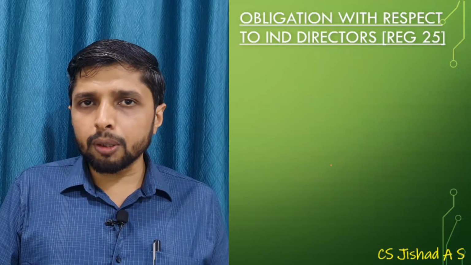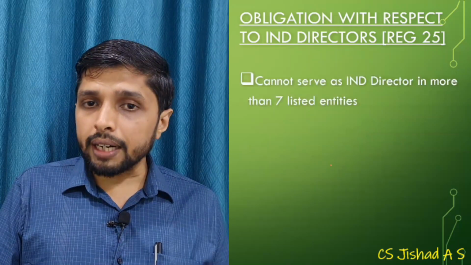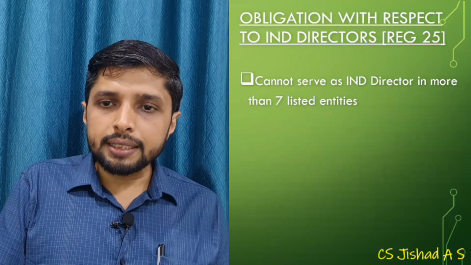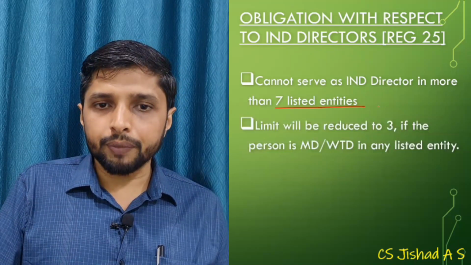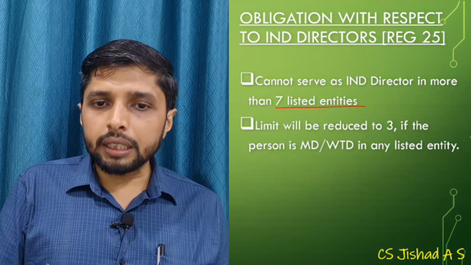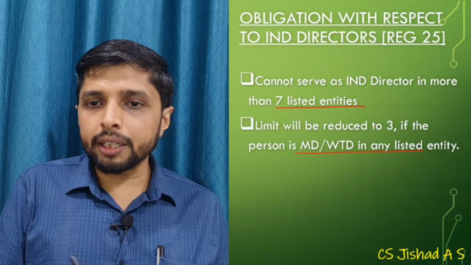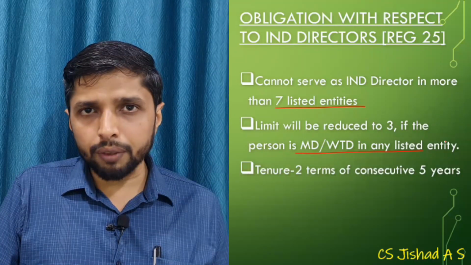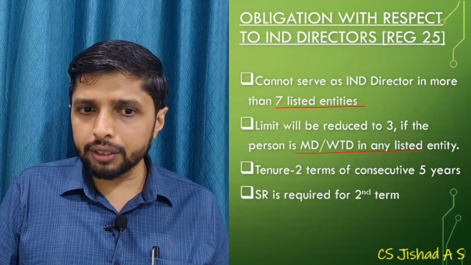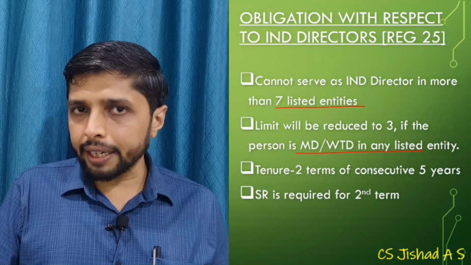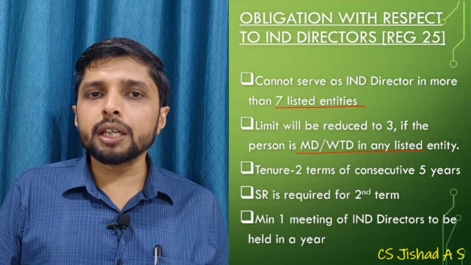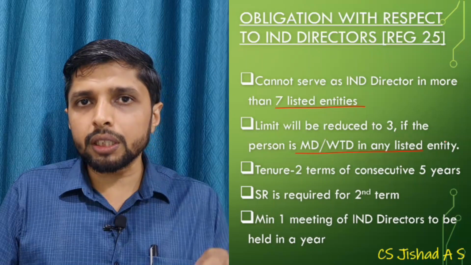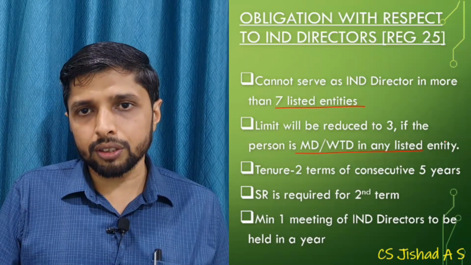We have already discussed the maximum number of independent directorships, which was 7. So a person cannot serve as independent director in more than 7 listed entities at a time. It will be reduced to 3 if the person is MD or whole-time director in any listed entity. Tenure is 2 terms of consecutive 5 years, which we have already discussed in the Companies Act. SR is required for the second term, and a minimum of 1 meeting of independent directors is to be conducted every year without the participation of other directors. So that is about Regulation 25.